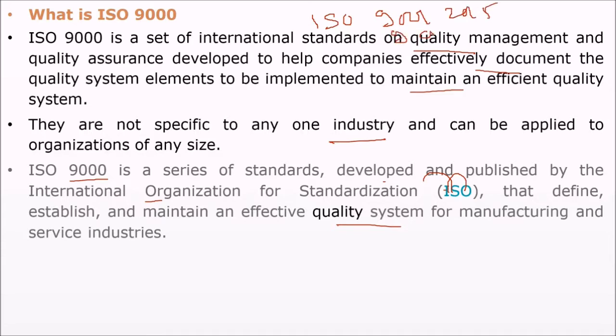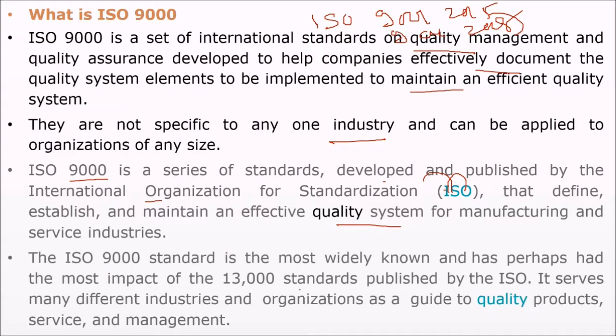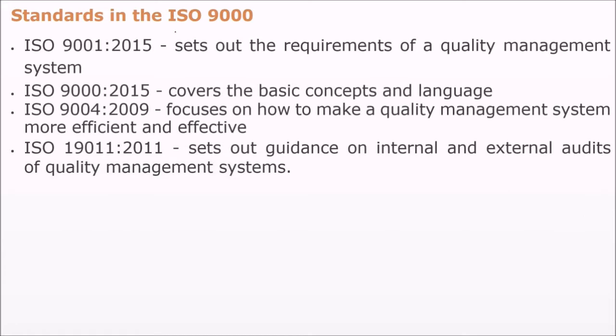Previously it was ISO 9001:2008. There are a variety of changes. That is why I am trying to highlight 2015. The ISO 9000 standard is the most widely known and has perhaps had the most impact of the 13,000 standards published by the ISO. So it serves many different industries and organizations as a guide to quality products, service and management. So it talks about quality in terms of process, following the quality attributes. It doesn't tell you how to make a quality product, or ensure that you'll have a quality product.